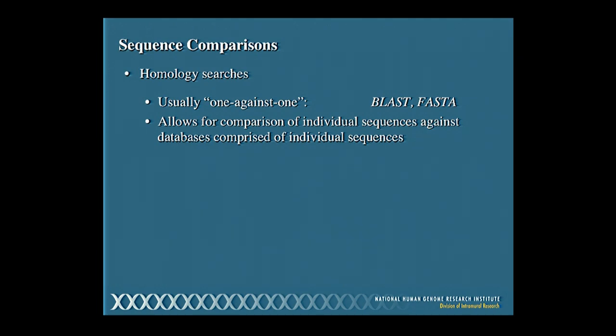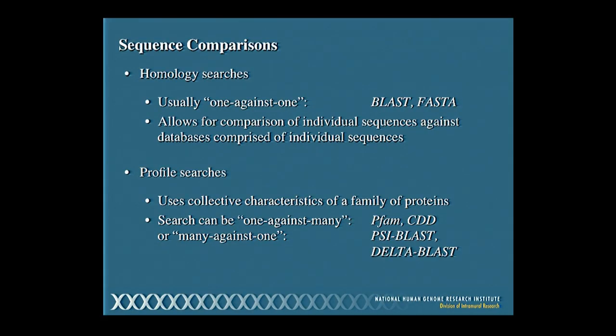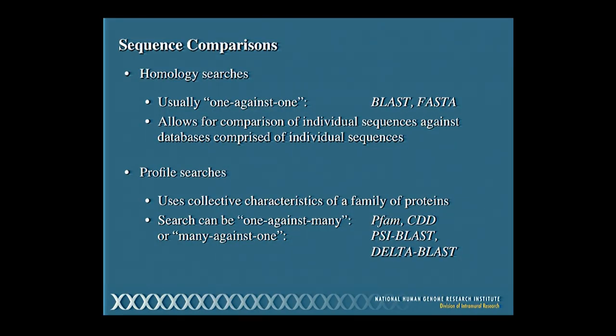Another approach for doing this is to instead look at collections of protein families and look at those in what you could call a one-against-many or a many-against-one sort of way. The reason for doing this is we can gain a lot of information by looking at the collective characteristics that we can find by considering an entire protein family as a single entity. We can identify new members of a protein family that may not have been found using the standard BLAST type searches. We can also find some commonalities in domain architecture by doing so.